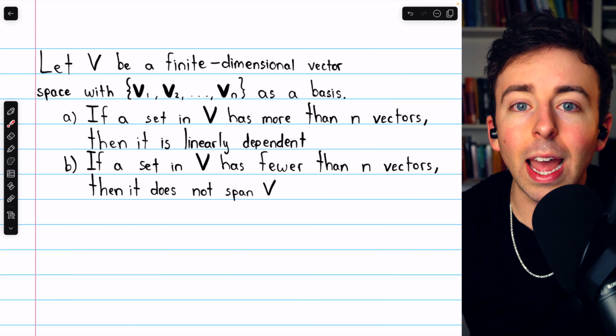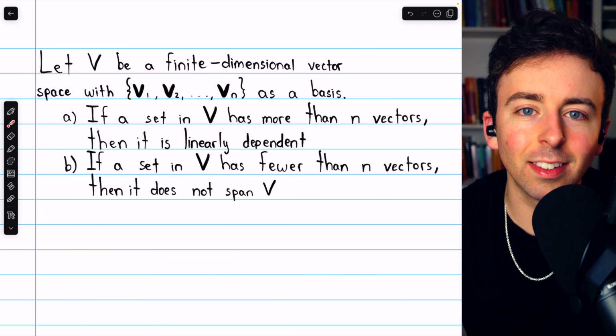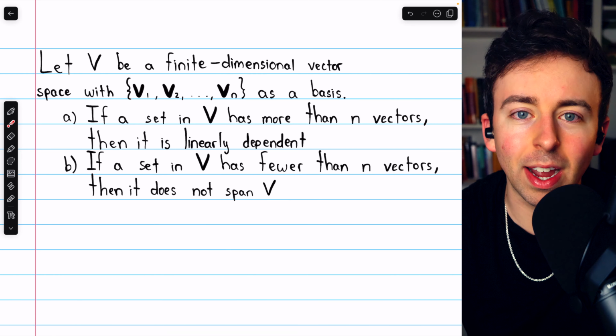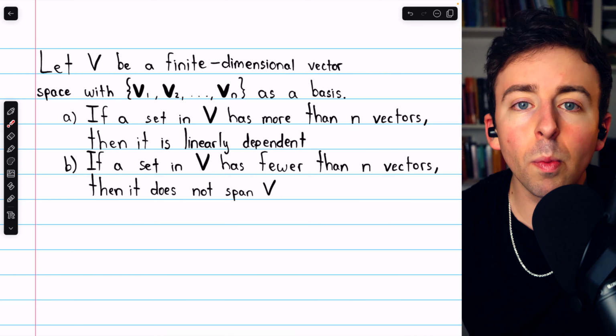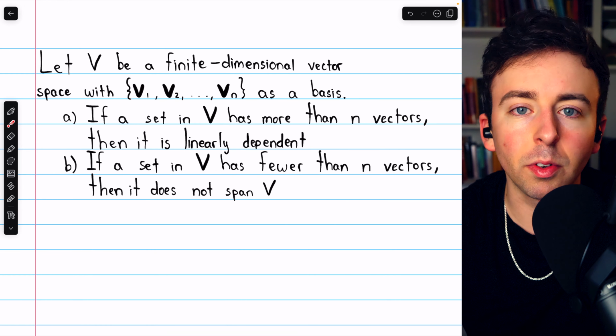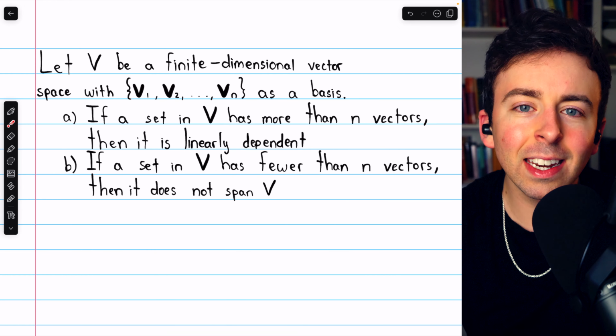Now that we know what a basis of a vector space is, a linearly independent set of vectors that spans the space, we're prepared to define the dimension of a vector space and look at some familiar examples of dimension. Before we see the definition of dimension, there are a couple quick facts we need to be aware of.